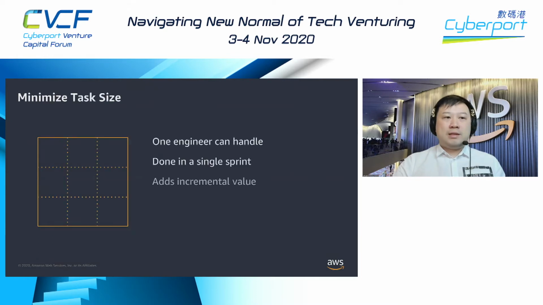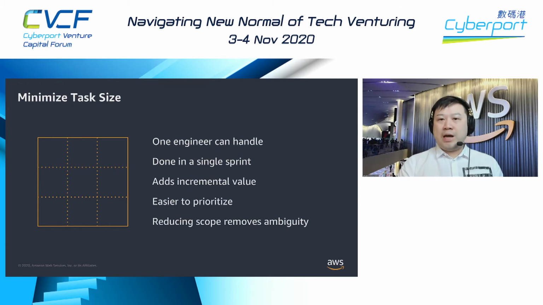Okay, minimize task size. It is important for you to make your tasks minimal. Break them down into smaller micro tasks to incrementally give value. Remove the hard parts and less important elements. Micro tasks should be small enough that one engineer or developer can get the work done in less than one sprint. Smaller tasks are easier to prioritize. So reducing the scope of a task removes ambiguity and makes it easier to deliver.